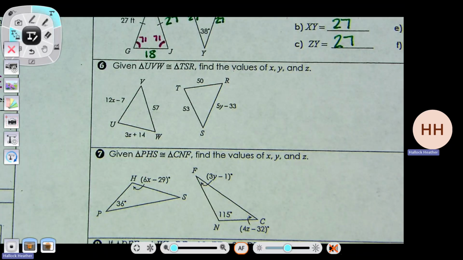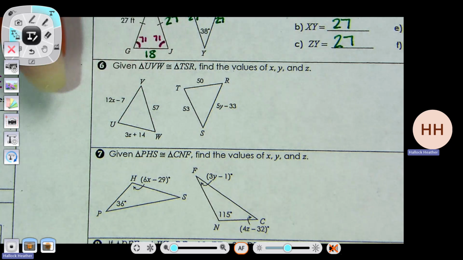Some of you have really good eyes and you can tell which side you're supposed to be matching just by looking at the picture. We are going to use the statement to actually add tick marks. Now notice that we don't have anything on the inside. We only have side lengths. So for the side lengths, we're going to use tick marks to represent the sides that are congruent. If they were angles, we would use arc marks on the corners or on the insides.